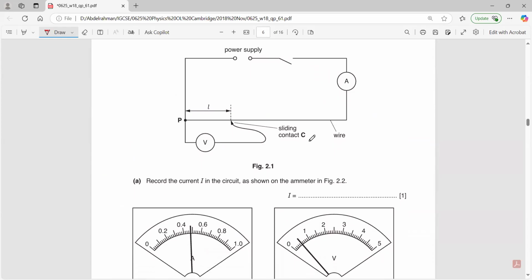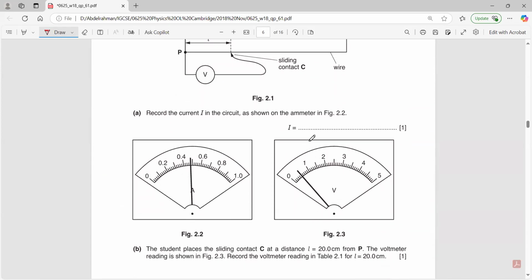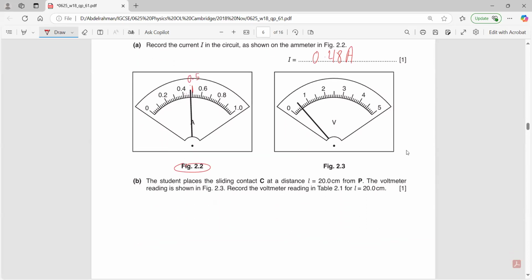Record the current I as shown in the ammeter. Where is the ammeter? This is the ammeter, figure 2.2. The current here is 0.4, 42, 44, 46, 48, so 0.48 amperes. It's not 0.44. Why? Because this is 0.5. So it's 0.48 amperes.